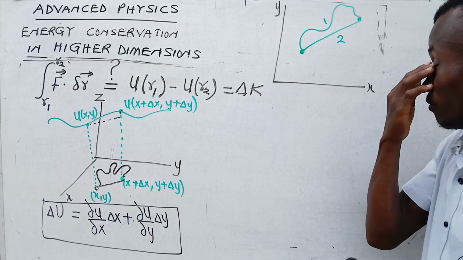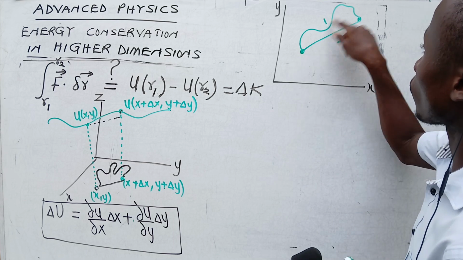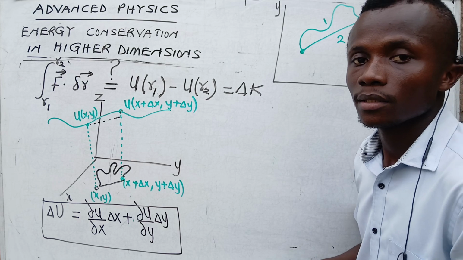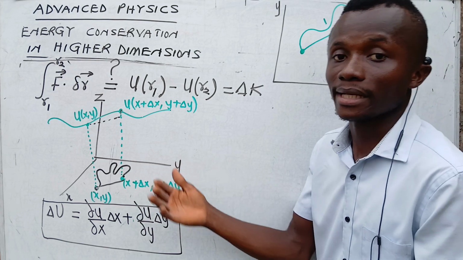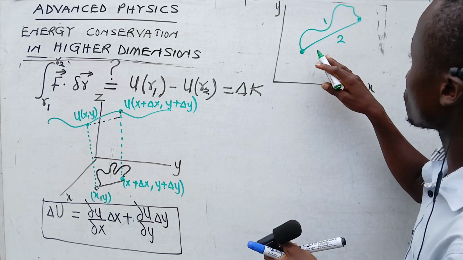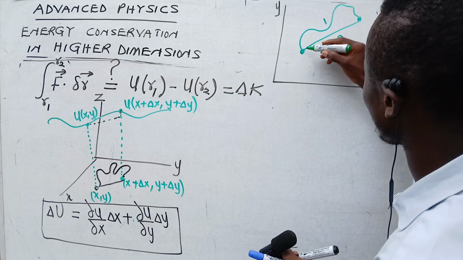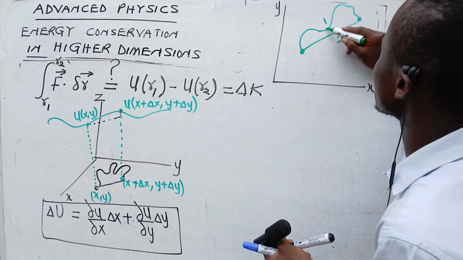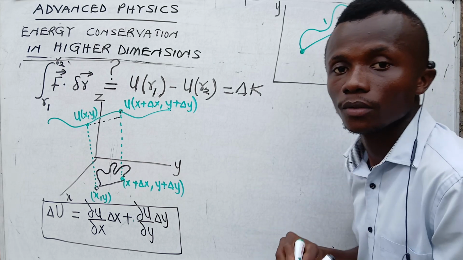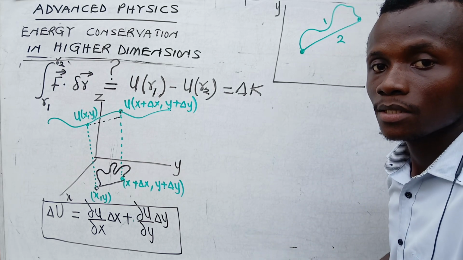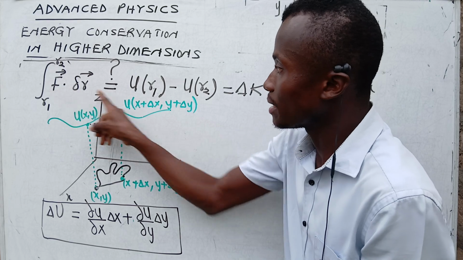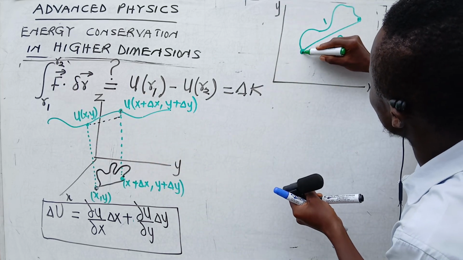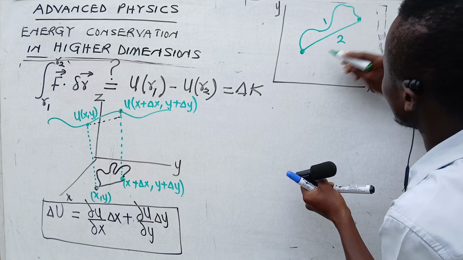So you ask yourself, on which of these trajectories does the force do more work? Now, it is so clear that the object will experience more work, or the force will do more work, on part 1, because on part 1, it tracks much more distance compared to part 2. So the reason why this cannot be done in general is that, you see, on part 1 the force does more work than part 2.